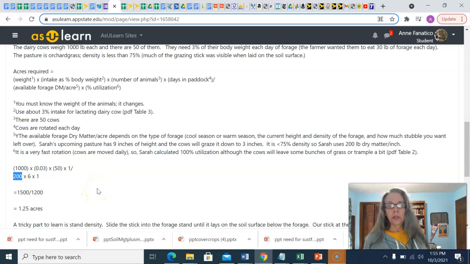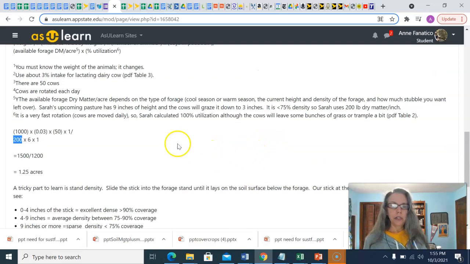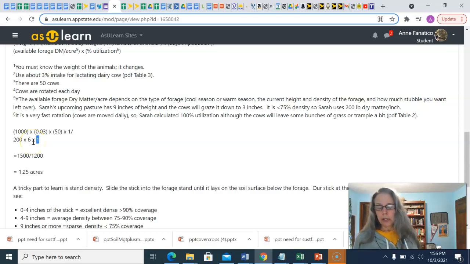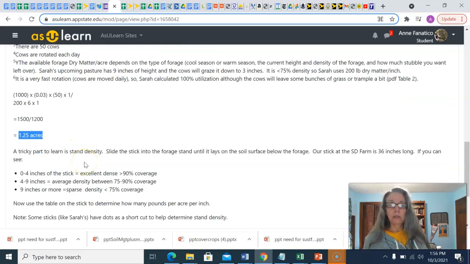And she got that because she was working with a cool season grass, and she determined that hers was kind of an average stand. And so she determined that she had 200 pounds of dry matter per acre per inch. And she multiplied this by the number of inches she was working with. And she was intending on getting 100% utilization. We don't get that high utilization at the SD farm. Ours is more like 60% or 70% because we don't move the animals every day. So she divided numerator by denominator, and she got that she needed 1.25 acres for one day for the herd of 50 animals.